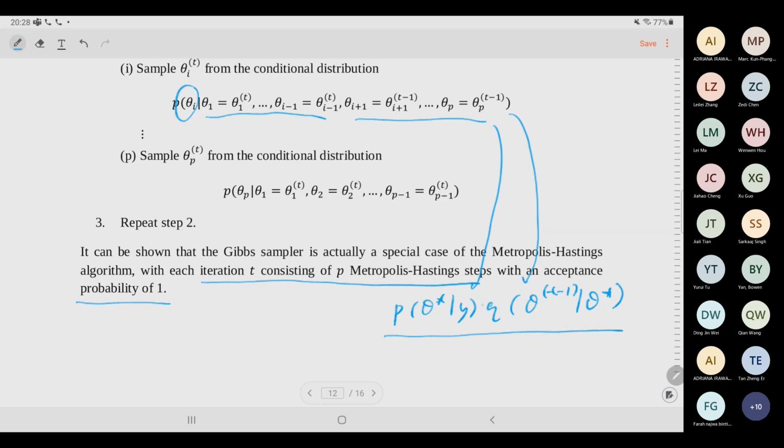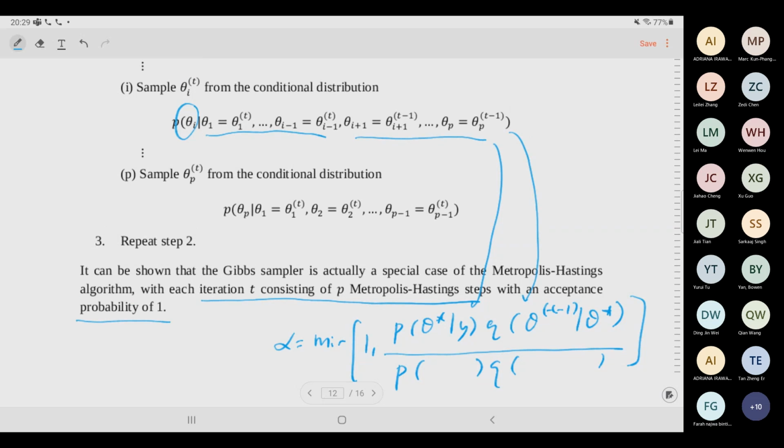So you can actually show that this alpha, the minimum of 1 and the ratio of P and Q, will simplify to 1. We can show the proof, maybe I'll put it as an exercise. Anyway, this means that the Gibbs sampler is actually a special case of the Metropolis testing, where your alpha is equal to 1.